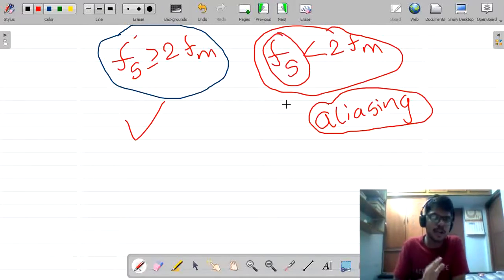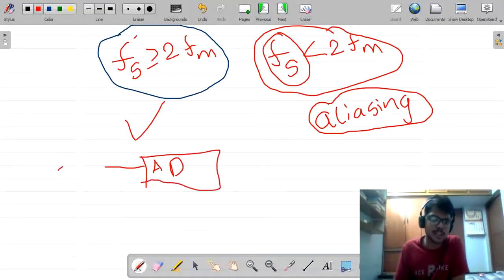We are unable to make a change in the quantizer. Once the quantizer is fixed, it is fixed. So what can we do? We can make the modification on the front side. Before the input signal, what can we do? Store the analog data here. Analog data is stored at the input signal.